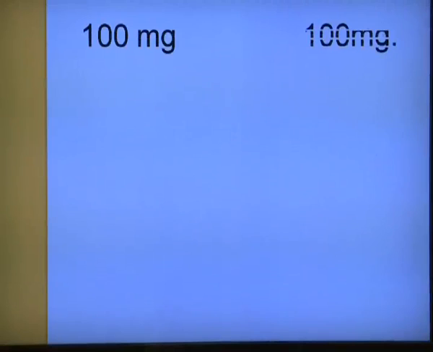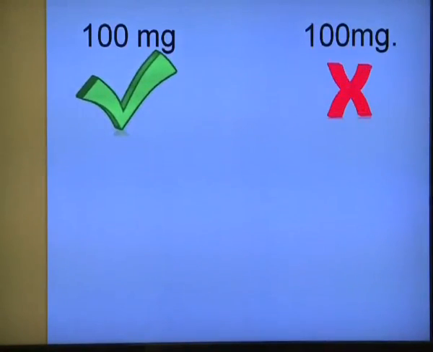Now, let us discuss the rules for representing SI units. In order to represent physical quantities in SI units, a number of grammatical rules have been framed. While writing the values of physical quantities, the number and the unit are separated by a space. As shown on the screen, 100 mg, with a space, is correct, but not 100mg.